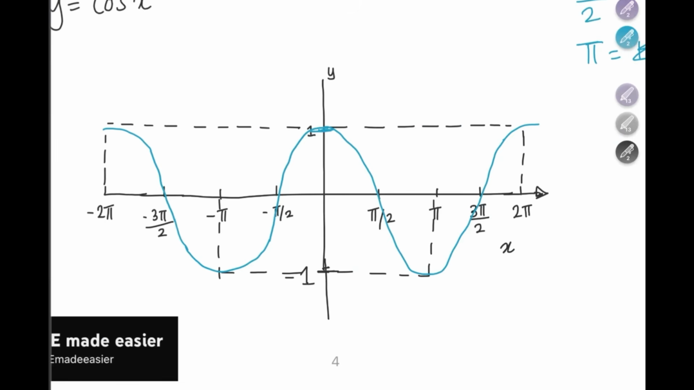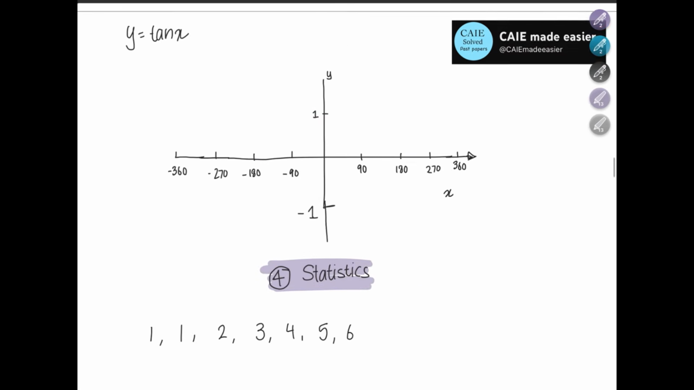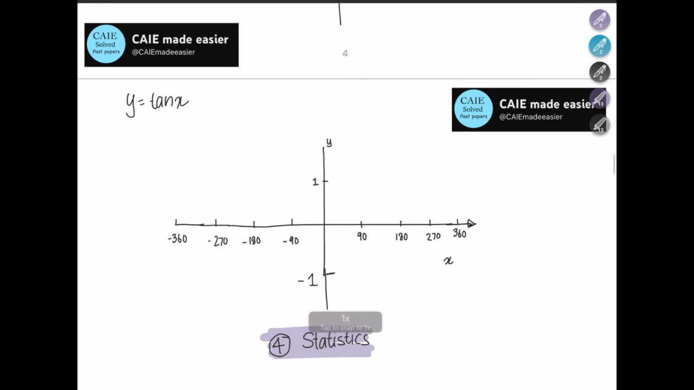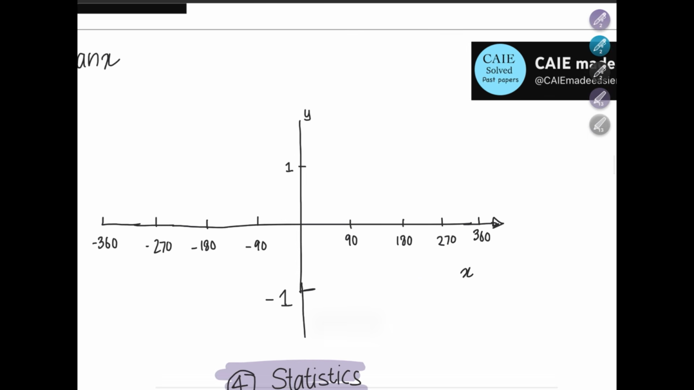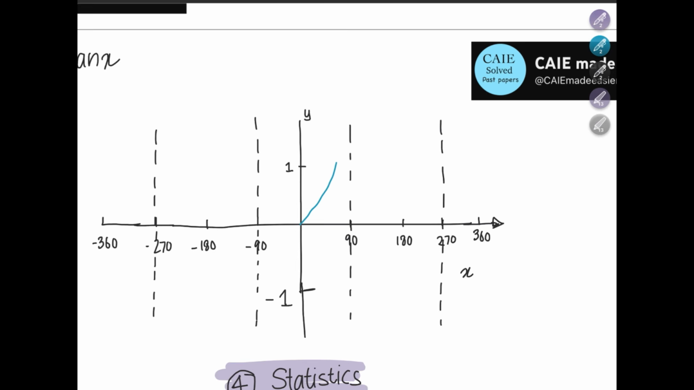Now what about a tangent graph? For a tangent graph, what you're supposed to do is first draw dotted lines at each of these numbers, and then -270. This is not the graph line, it's just that our graph line is not supposed to touch this. So from 0, this is how it is, and it goes up, it becomes closer to it, but it never touches it. Same thing down. Repeat this for all of that.